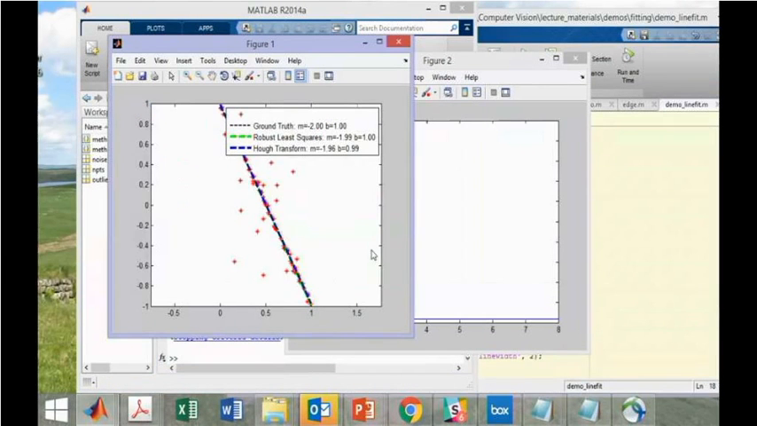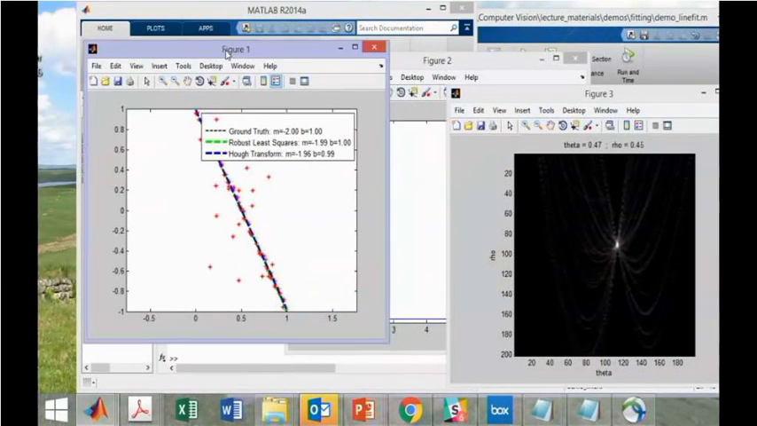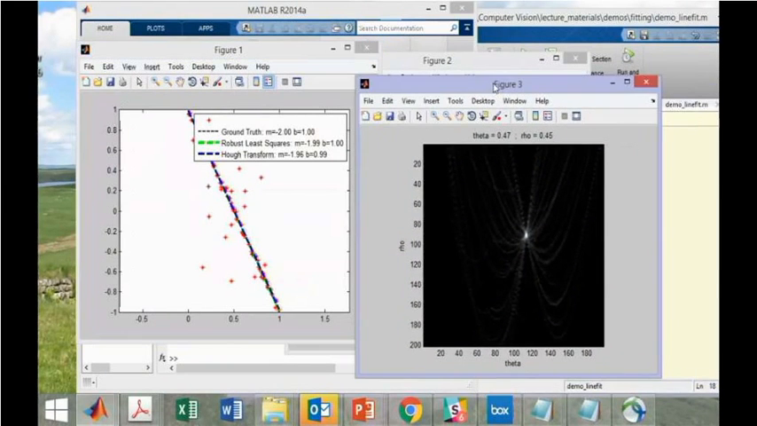Okay, good. So here, these are my points. Remember that I've got a lot of outliers, but a little bit of noise. And these are my votes in the Hough space. And I've got this strong accumulation in the center. Here's rho, here's theta. And the Hough transform worked really well for estimating the line as well.